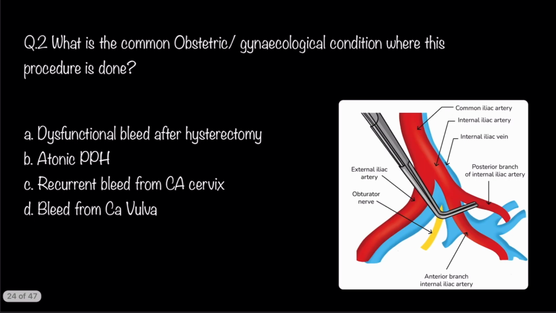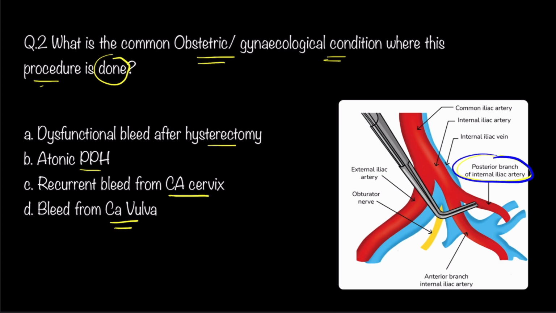Next question we have, what is the common obstetric gynecological condition where this procedure is done? So here we have a diagram. The options are dysfunctional bleed after hysterectomy, atonic PPH or postpartum hemorrhage, recurrent bleed from CA cervix, bleed from CA vulva. So here we see the posterior branch of internal iliac artery. You can see it is being very clearly mentioned here.